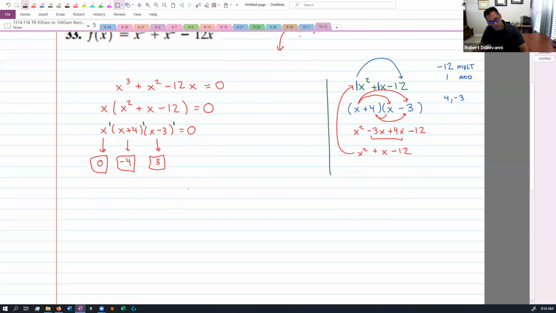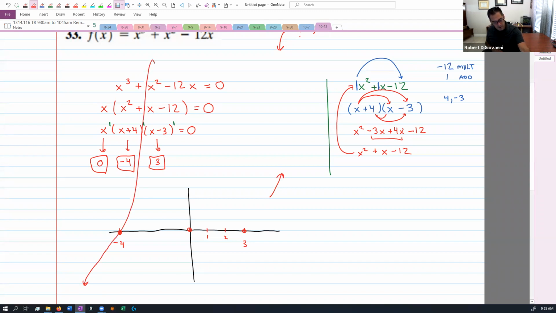So I go graph. 0, 3, -4. Do y'all see how I don't really care too much about how this looks? I'm not sitting here counting 1, 2, 3. I'm just making sure they're in the right order because it's just a rough sketch. I know my left side goes down and my right side goes up, and I'm crossing through at each one. So I'm gonna cross through, I'm gonna go crazy here. I'm gonna come back down, and then I'm gonna go like this. There, I just felt like doing that.